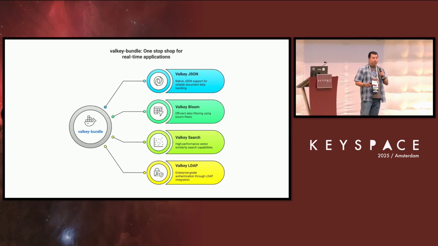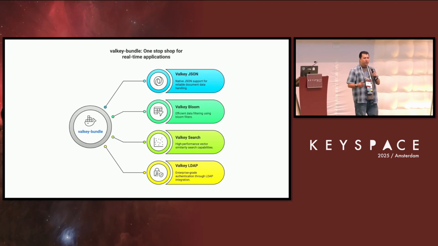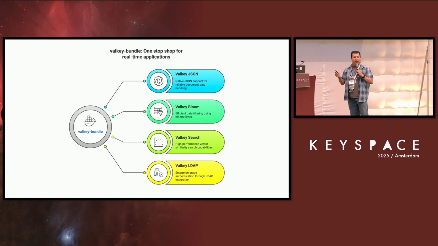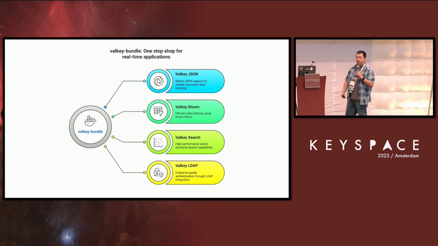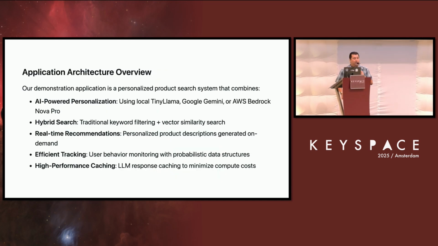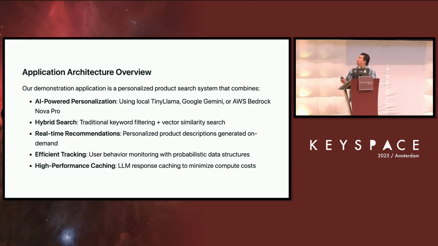There's also vector similarity search, which is what is going to enable us to power those Gen AI applications. And finally, LDAP, which we're not going to go into too many details about. There's a session for that. So we're going to go through an architecture for the application, but first, let's see the demo.